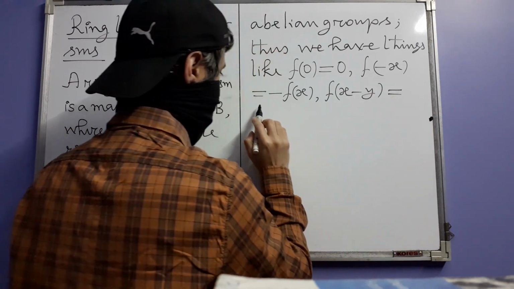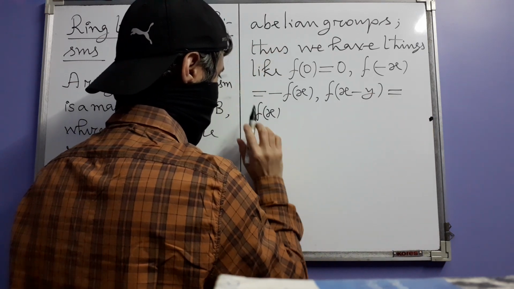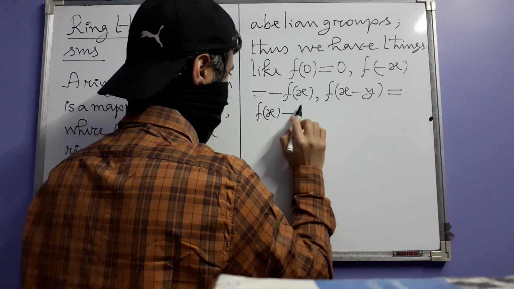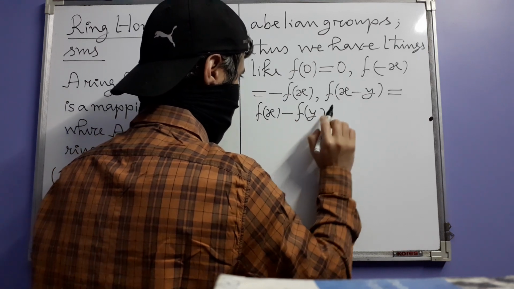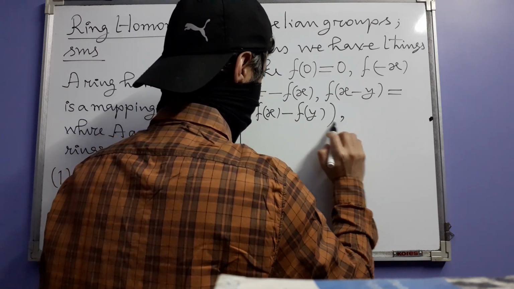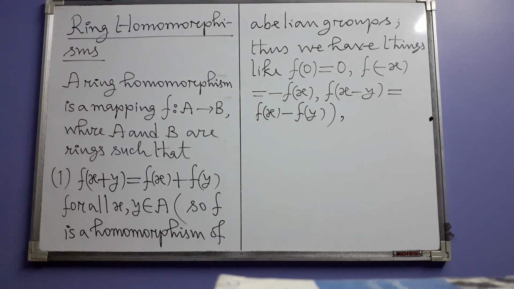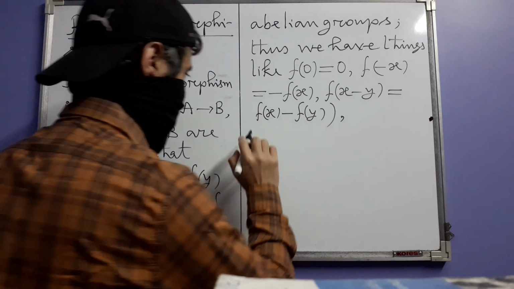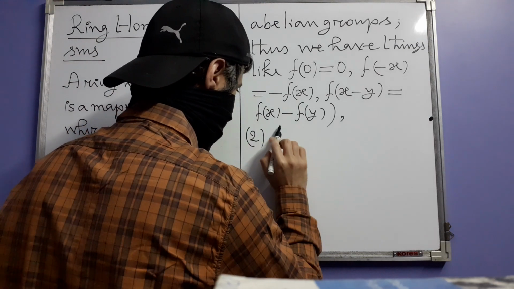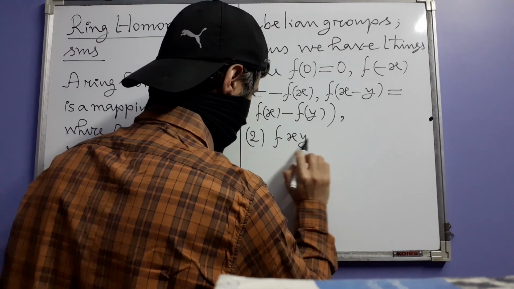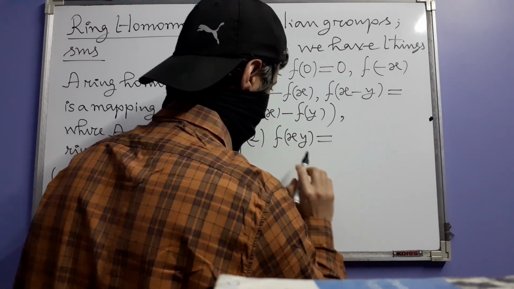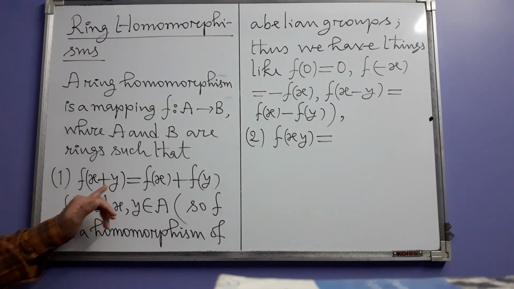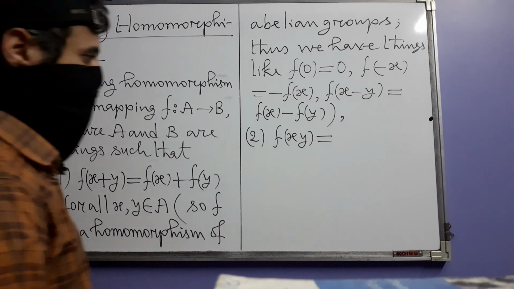Also, applying f on the additive inverse of some element, or the group inverse of the element x in the additive group A plus, is this. Similarly, you also have this identity. So whatever we know about group homomorphisms are true for f. Number 2, f behaves well with multiplication also, just like it behaves well with addition.